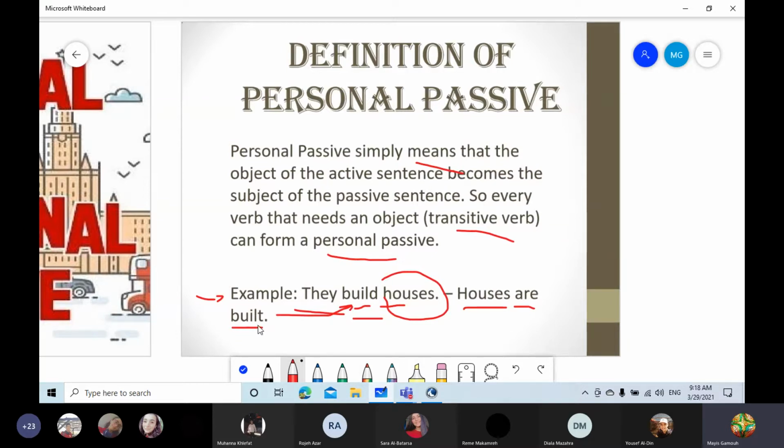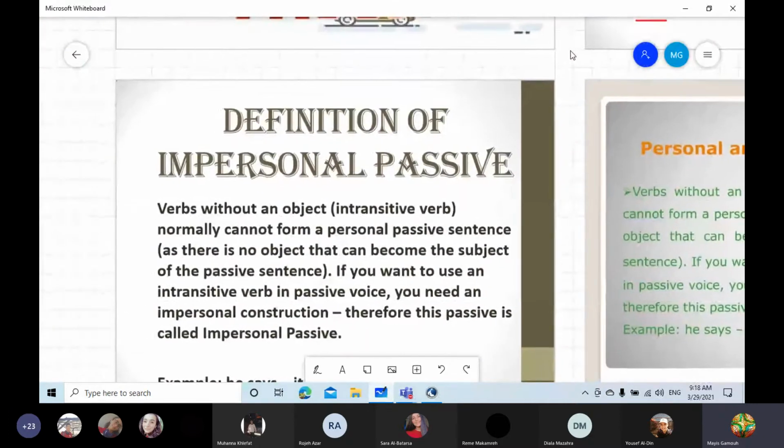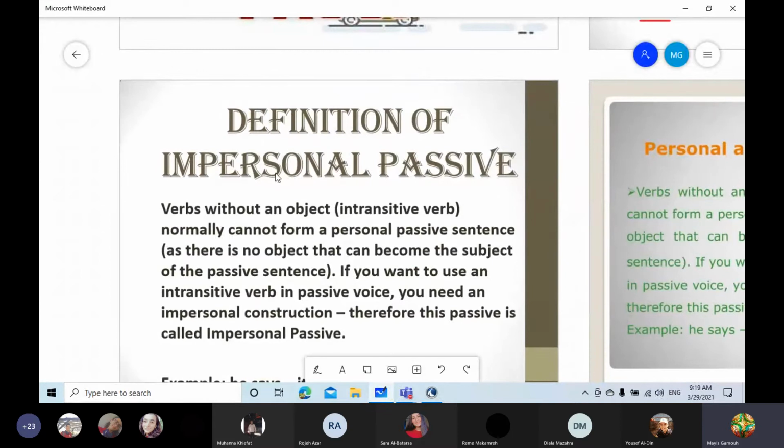So my new passive sentence will become houses are built. Houses are built, and if you want to add "by them", that's okay. That's okay. Let's go now to the second definition in our lesson for today, which is the definition of impersonal passive.